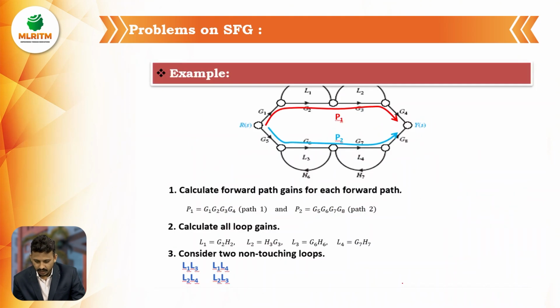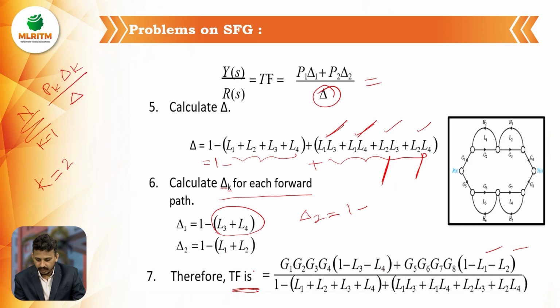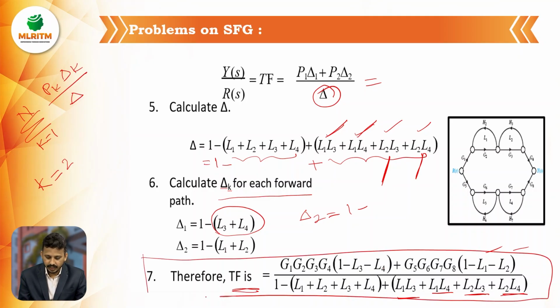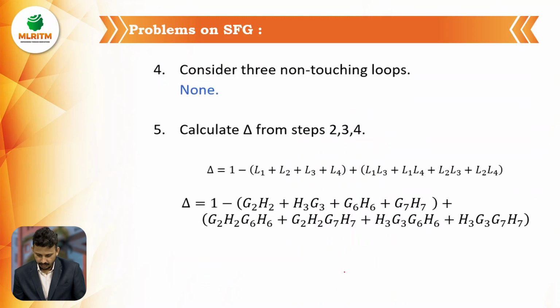Next, the sum of non-touching loops. There are 4 non-touching loops: L1 L3, L1 L4, L2 L3 and L2 L4. So I have to write here all the loop gains, and then finally that is the transfer function of the given signal flow graph. The same thing I have explained here.